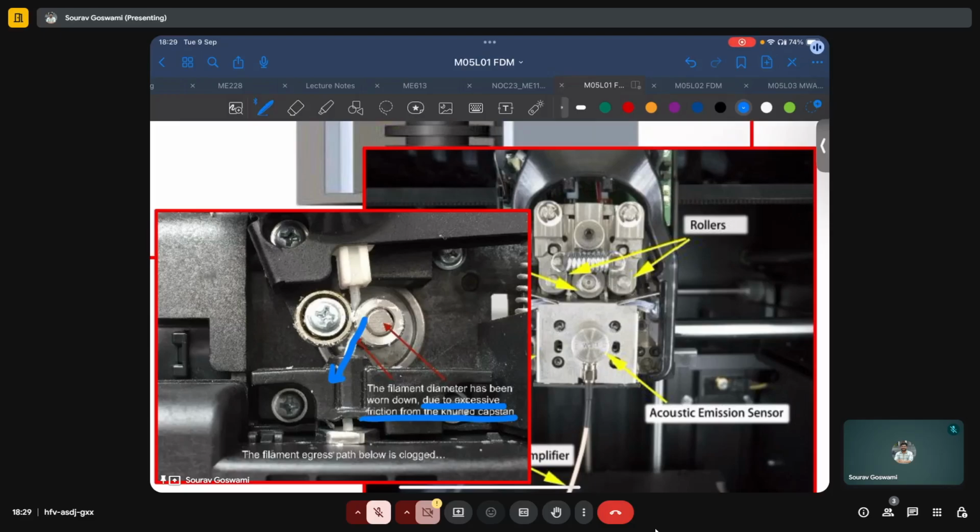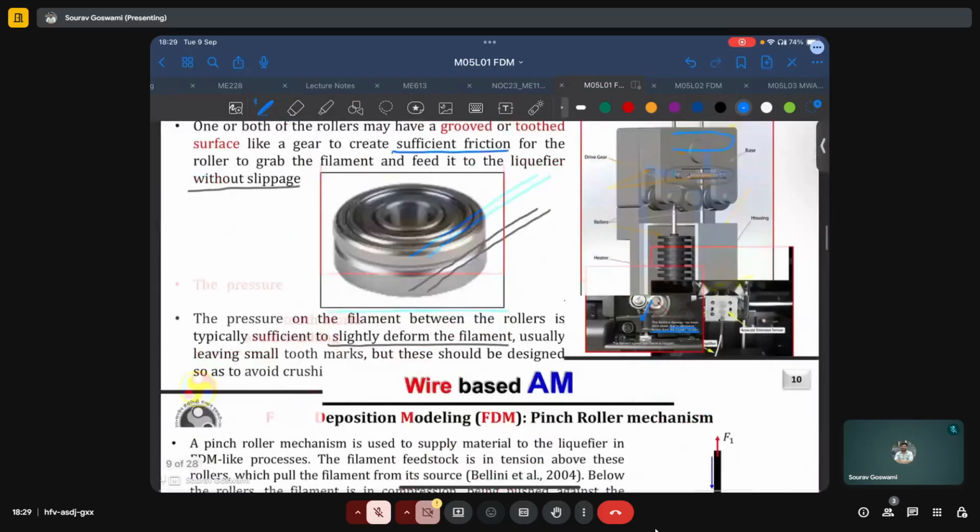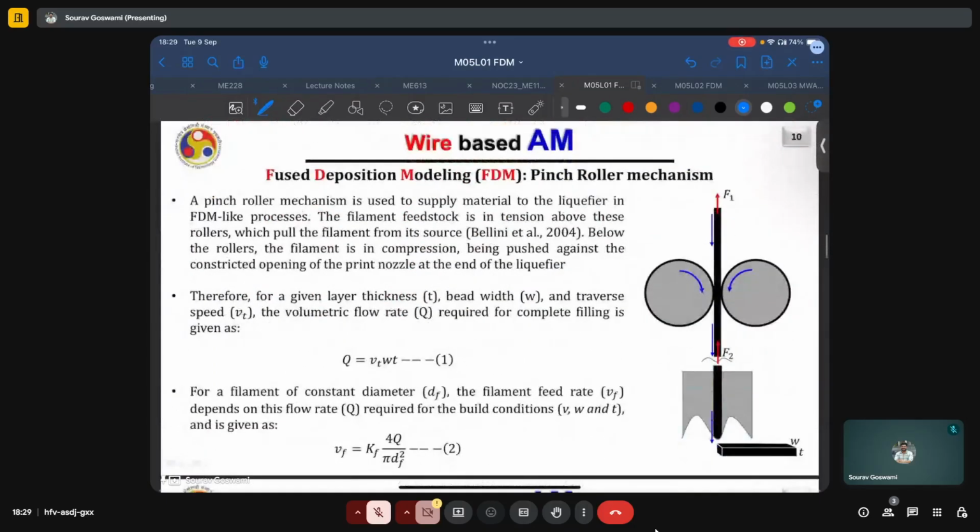This can actually interfere with the feeding dynamics. We have a free body diagram of a section of the filament which is being fed through the rollers into the liquefying region.